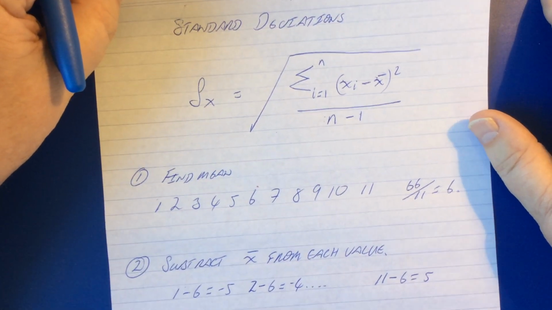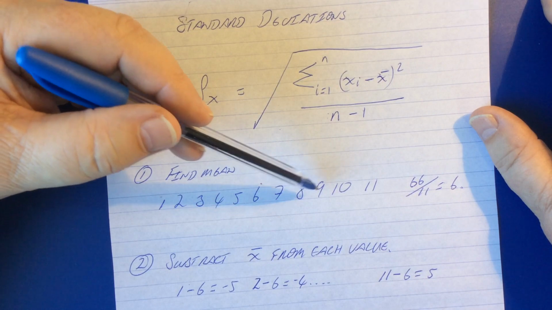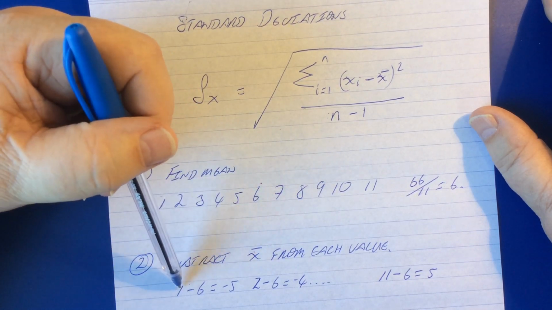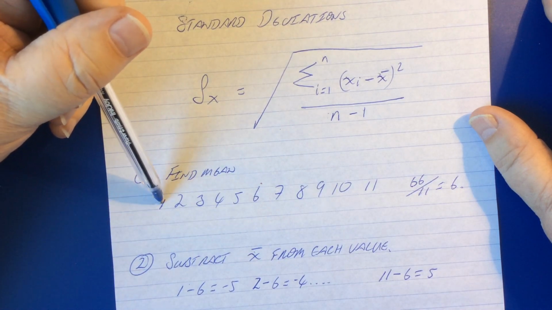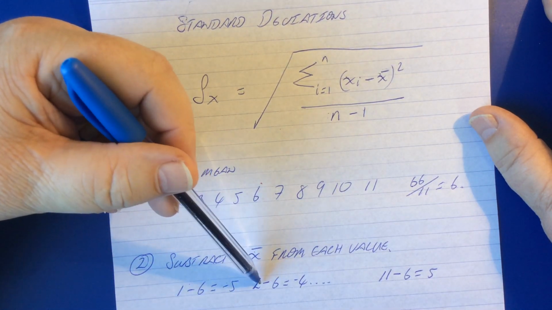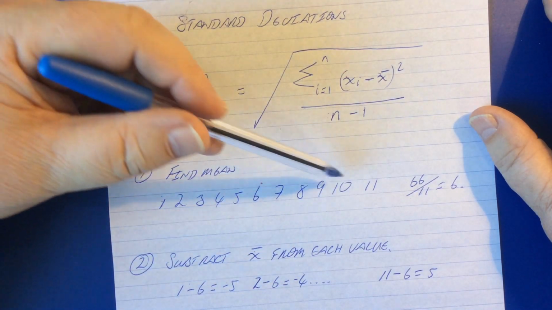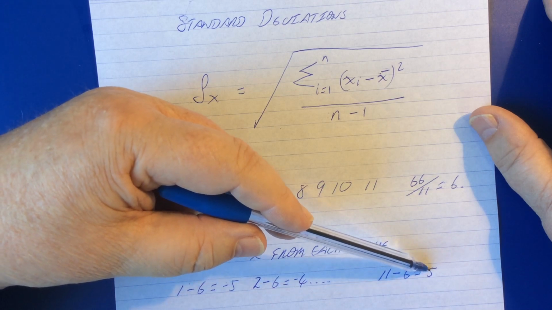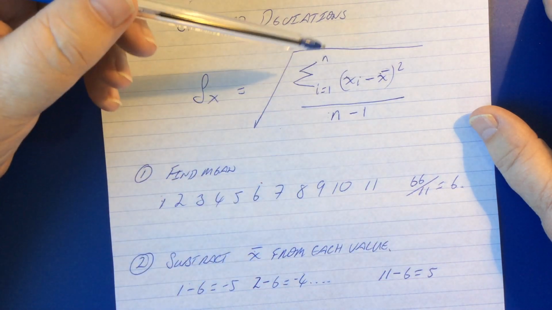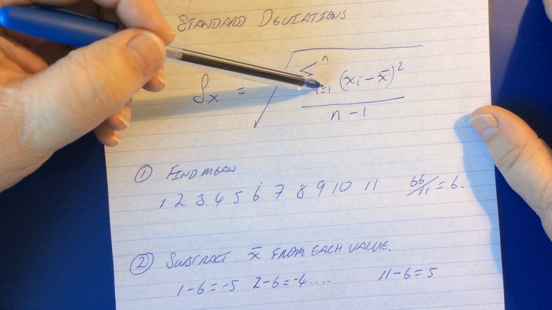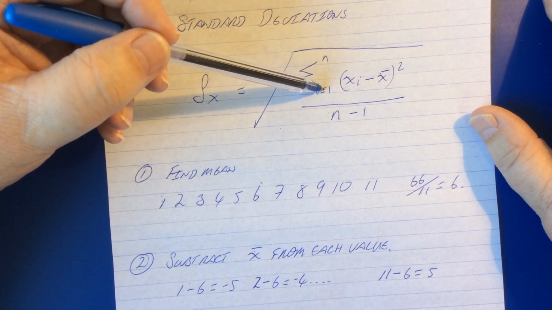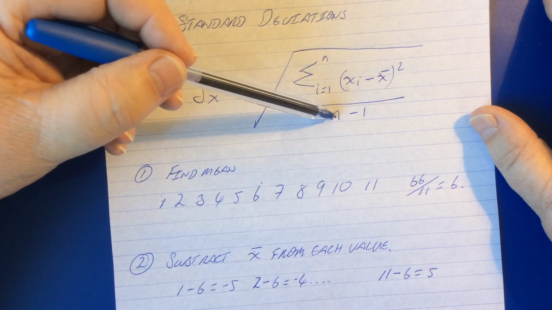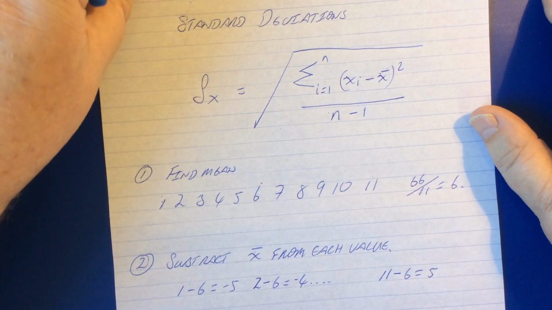Then we're going to take each of these values and we're going to subtract the mean from it. So an example would be we would subtract 6 from 1, we get negative 5. 6 from 2, we get negative 4. And so forth and so on, all the way through to 11 minus 6, which gives us 5. We're going to take all of those values and we're going to add them up and we're going to divide them by the number that we've got here. So let's see what that looks like.